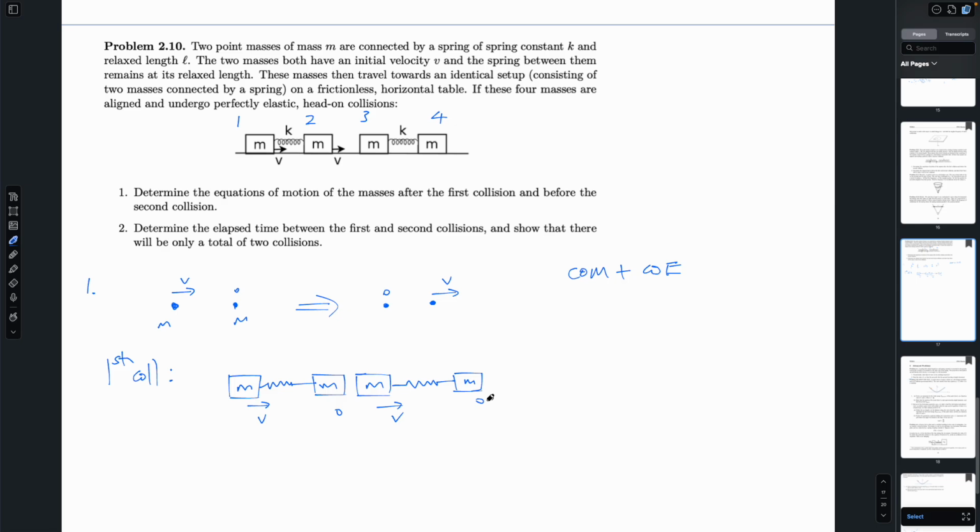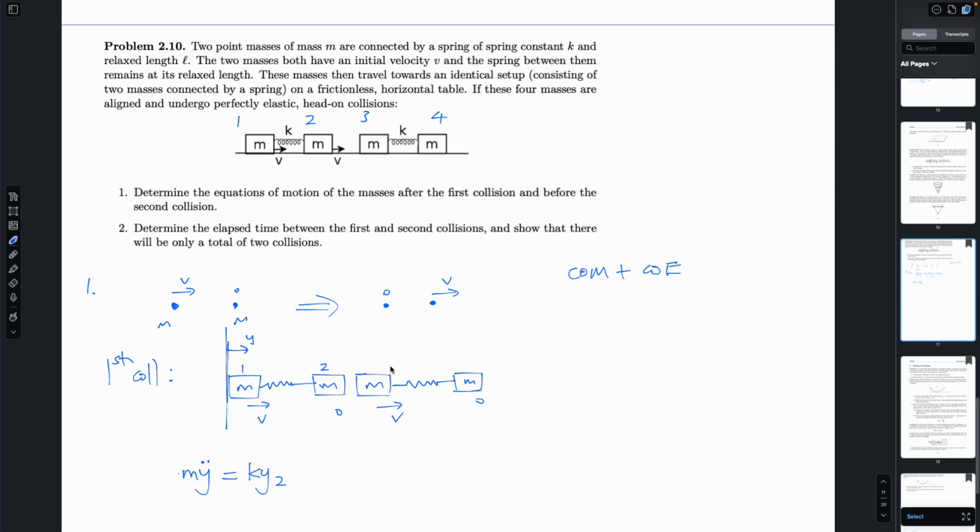Do you agree? It'll look something like this after the first collision. Okay, so if we define the initial position as here, and then we define this distance as, let's just say y, then the equations of motion will be m y double dot equals k y2.